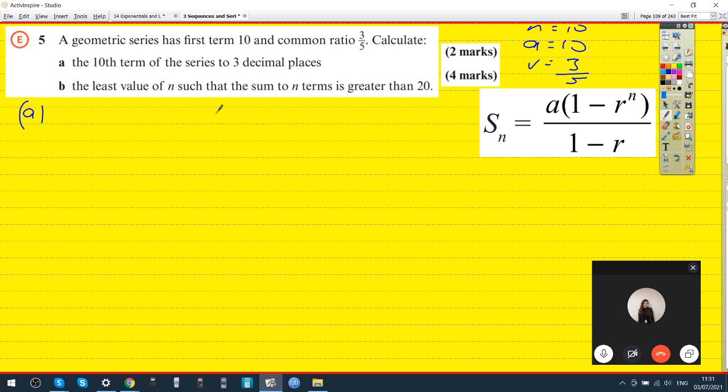For this one, it is the other formula. Do you remember it? The sequence formula. That's a r to the power of n minus 1. And so U10, you make n 10, right? Yeah, 10 times 3/5 to the power of 10 minus 1. That's it, and you get your answer. How about b?